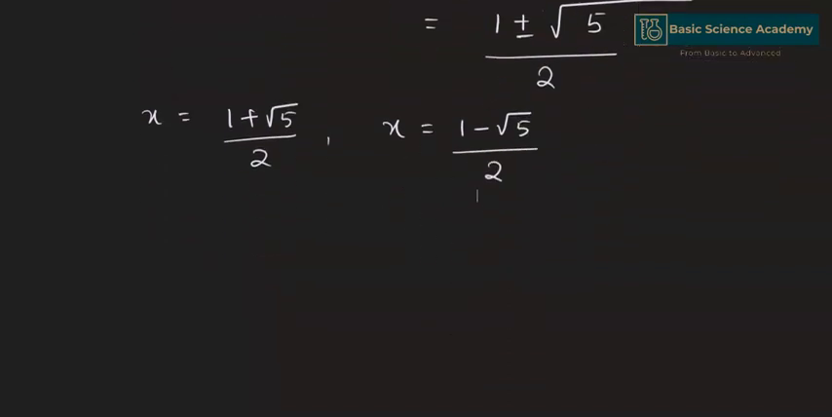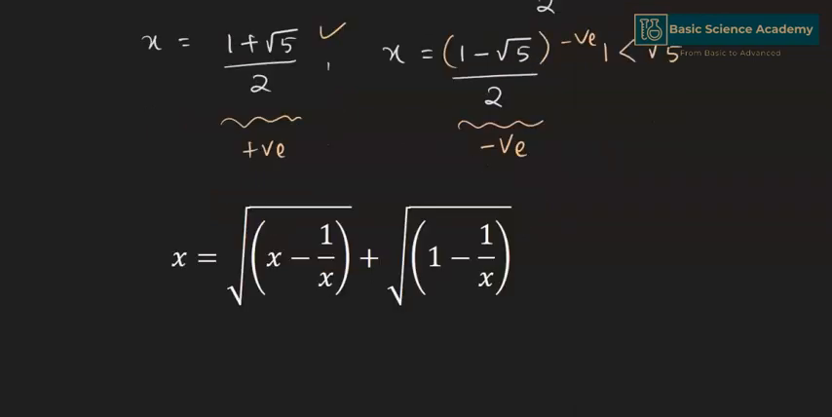Now we have two different answers. 1 plus root 5 by 2, which is a positive number, and x equals 1 minus root 5 by 2. This is a negative number. This is negative because 1 is less than square root 5, hence this value is negative.